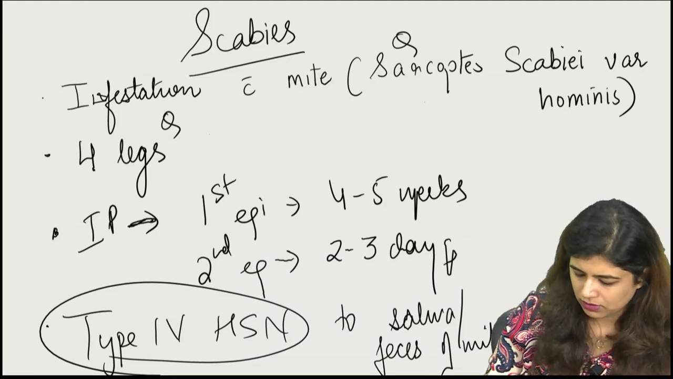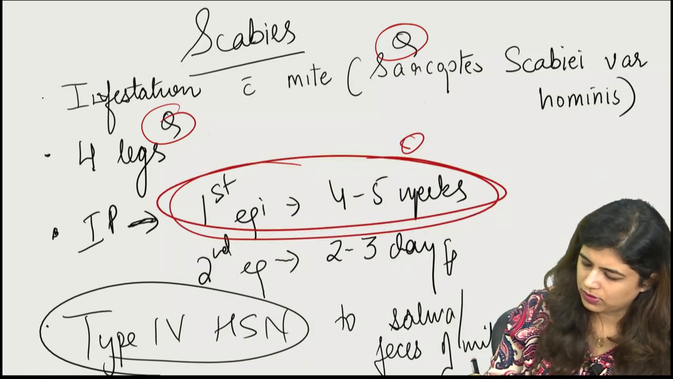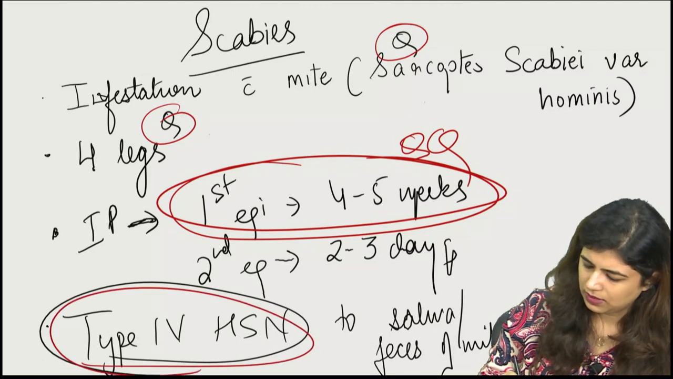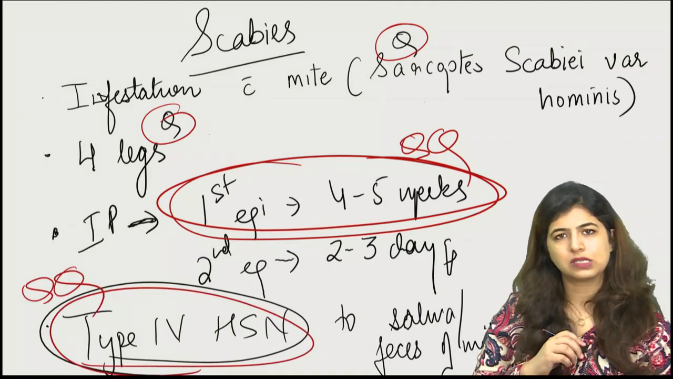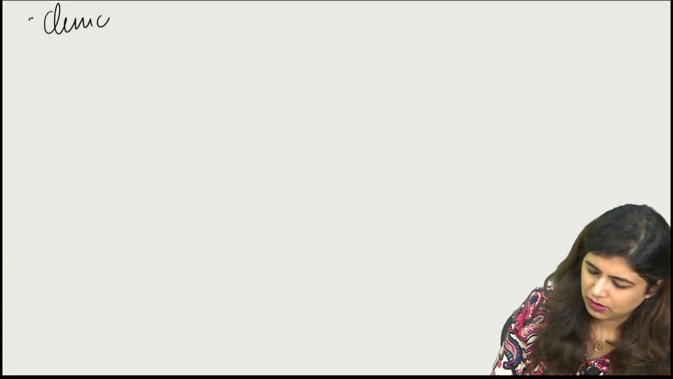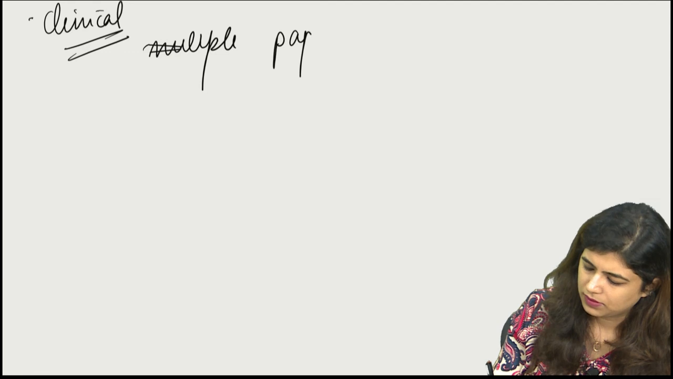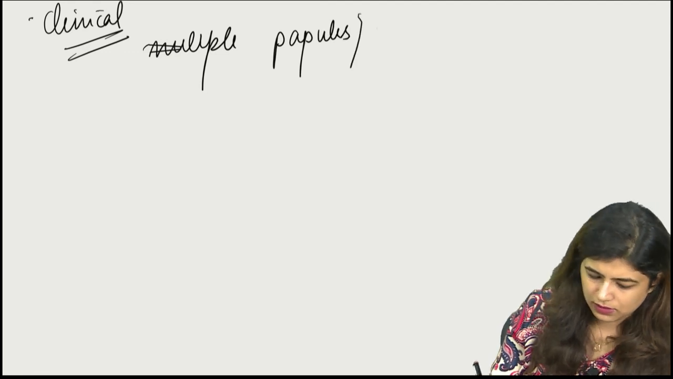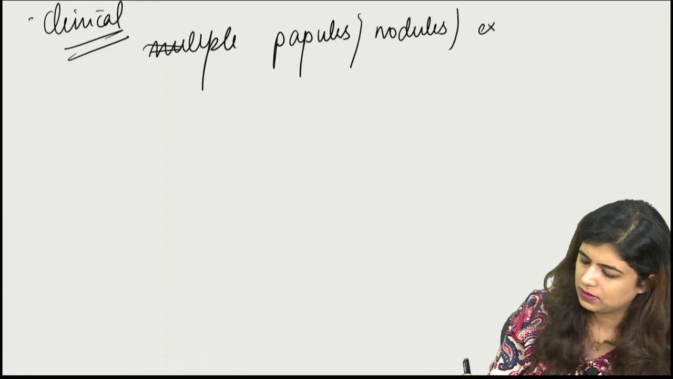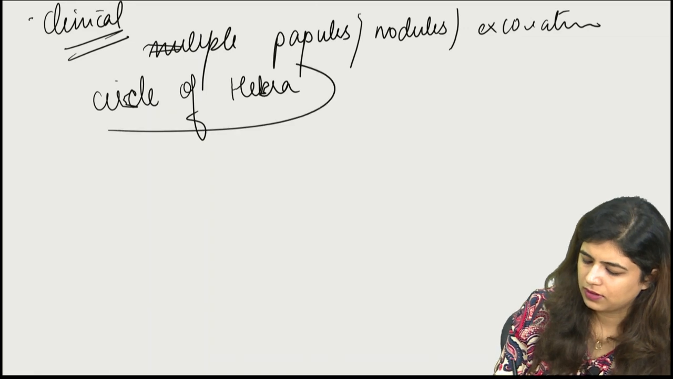Now on this page they will ask you this, most importantly this, and this. So all these are important when it comes to scabies. Clinical presentation: you see multiple papules, nodules, excoriations along a distribution which is called the circle of Hebra.